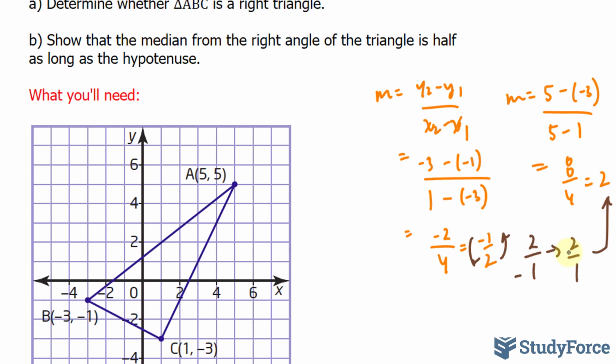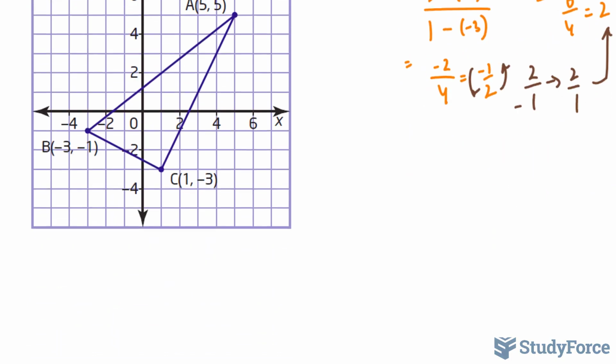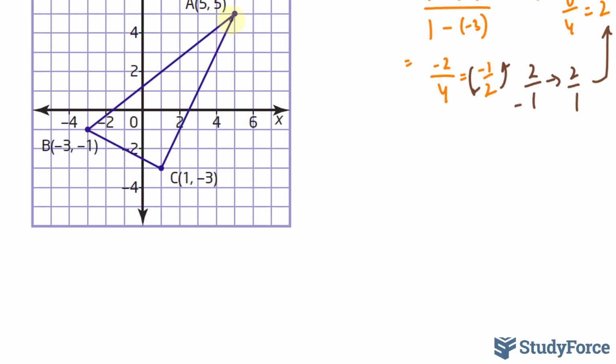In question B, they ask, show that the median from the right angle, so the median is the line that extends from the vertex C to the midway point of BA, is half as long as the hypotenuse. This means that we need to find the length of the hypotenuse, and we need to find the length of the median along with the midpoint between A and B. We'll start with the easier of the two by finding the length of the hypotenuse. We can use the Pythagorean theorem to do that.